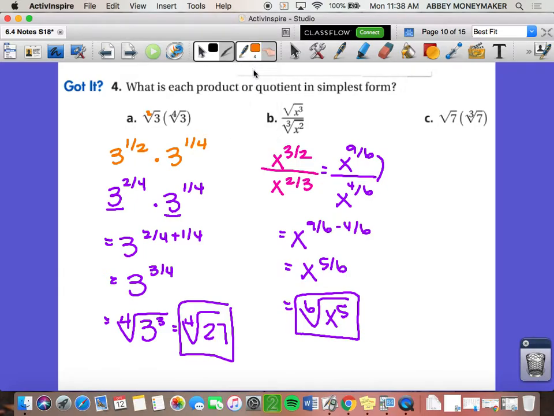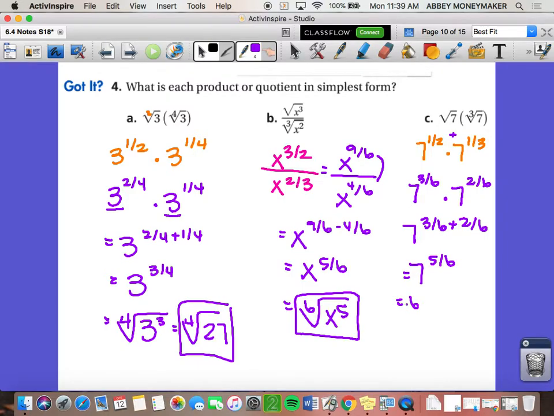And on the last one here, same thing. I have 7 to the 1/2 power times 7 to the 1/3 power. Since I'm multiplying and I have the same base, I want to add those exponents together. But in order to do that, I'm going to need a common denominator. So let's do 7 to the 3/6 times 7 to the 2/6. So I can add the 3/6 plus the 2/6. That gives me 7 to the 5/6. And we're going to rewrite that as the 6th root of 7 to the 5th power, which is the same as the 6th root of, what is 7 to the 5th power?